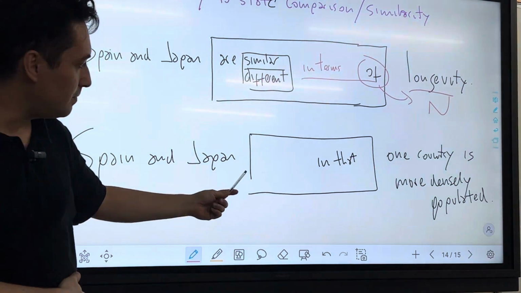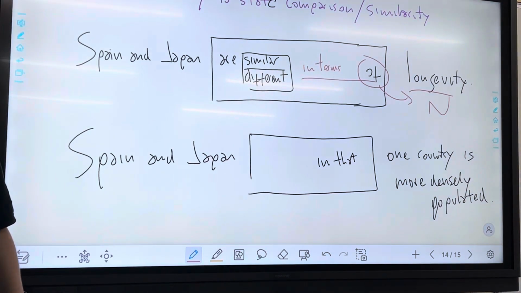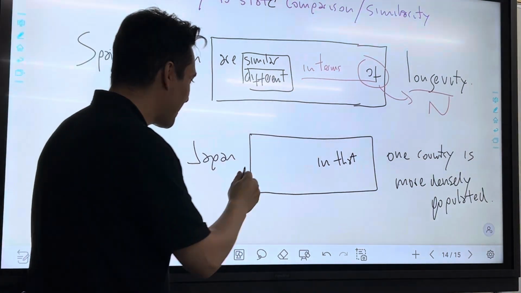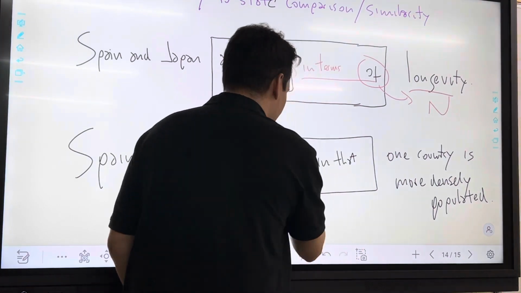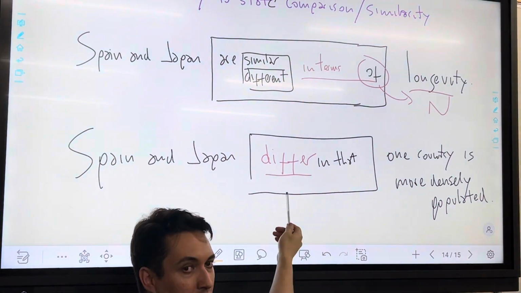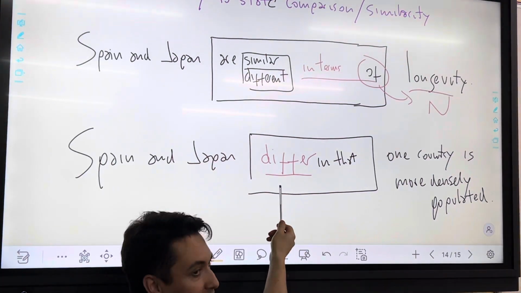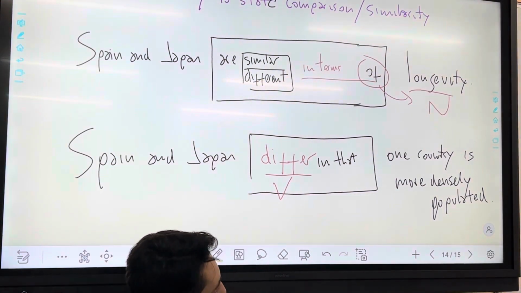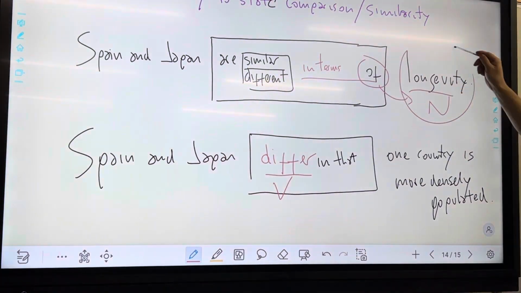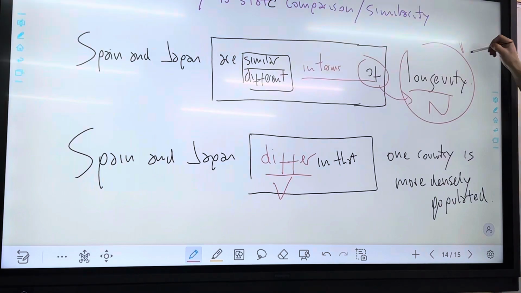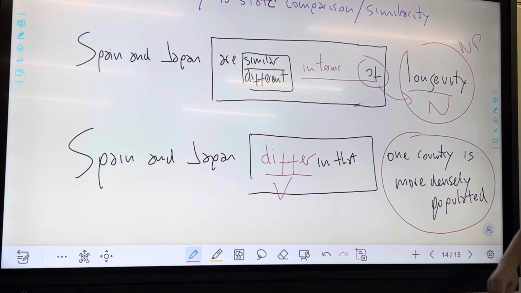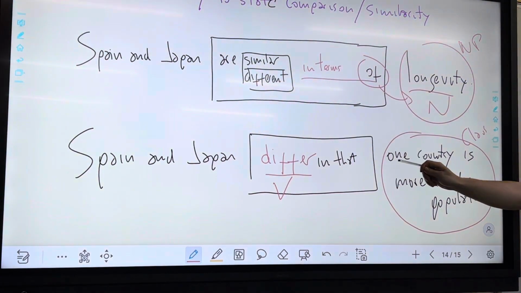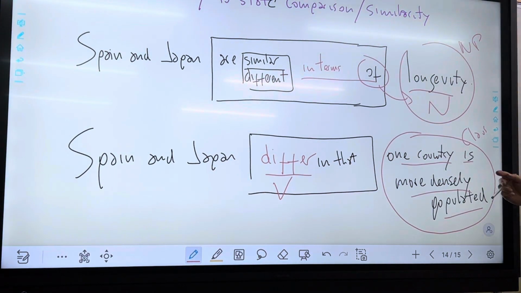Next sentence: Spain and Japan differ in that one country is more densely populated than the other. This is what you said before. What did you say before? Differ in that. Differ, is this an adjective, a verb, a noun? This is a verb. Longevity, is this a clause or a noun phrase? Noun phrase. One country is more densely populated than the other, is this a clause or a noun phrase? This is a clause, because it has a subject and a predicate, because there is a verb.